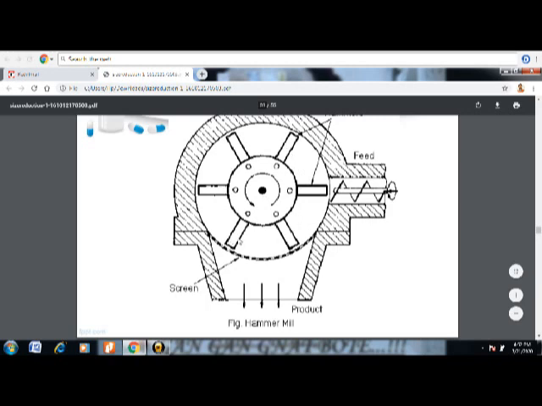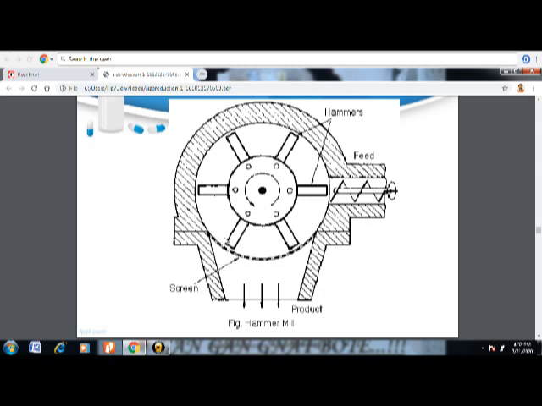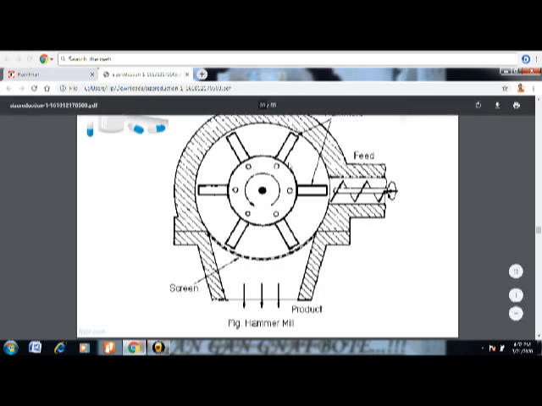Now the number of hammers varies. It may be 4, it may be 5, it may be 6. Depending on the material or the mill, the number of hammers varies. Here there are 6 hammers. These are metallic in nature. As this shaft rotates, these hammers rotate, right?